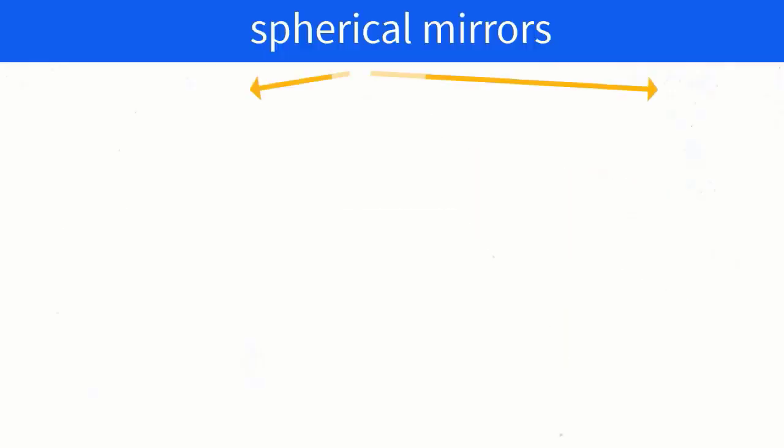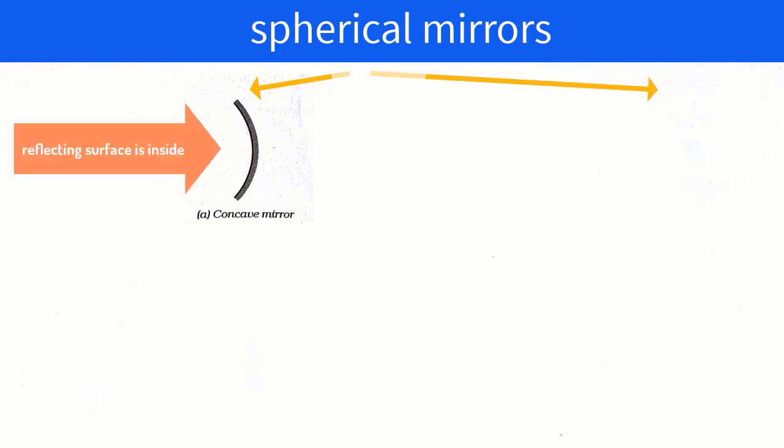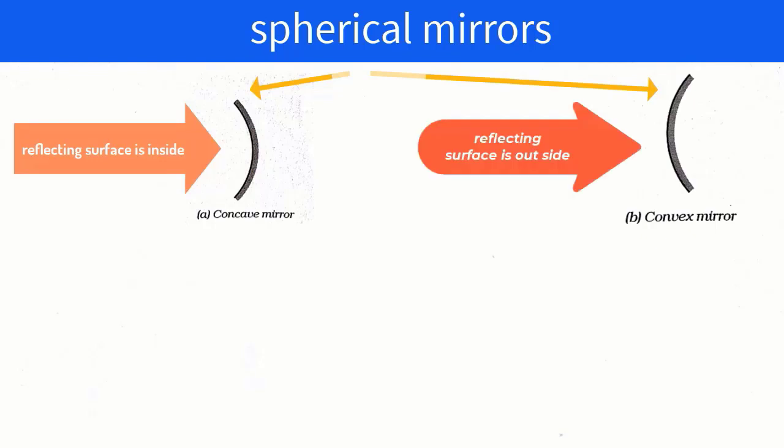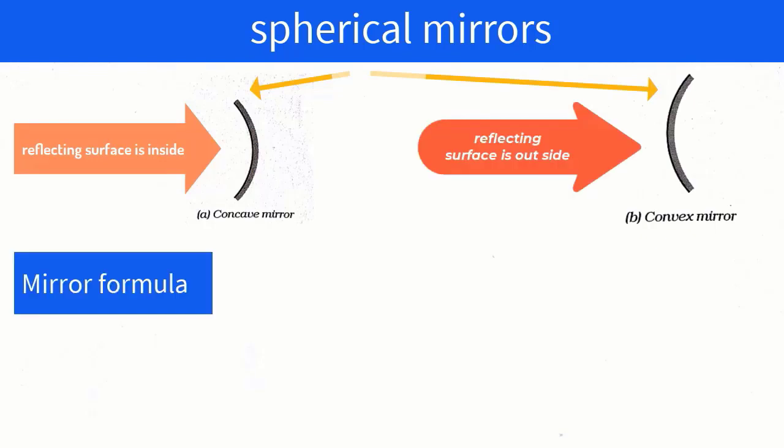Spherical mirror. A spherical mirror is divided into two parts. That is one, concave mirror. Here you can see the reflecting surface is inside. And the convex mirror, reflecting surface is outside. And the mirror formula. Mirror formula, in simple words, we can understand as the relationship between the image distance, object distance, and the focal length. You'll get to know more about these when we use them in the numerical problems.